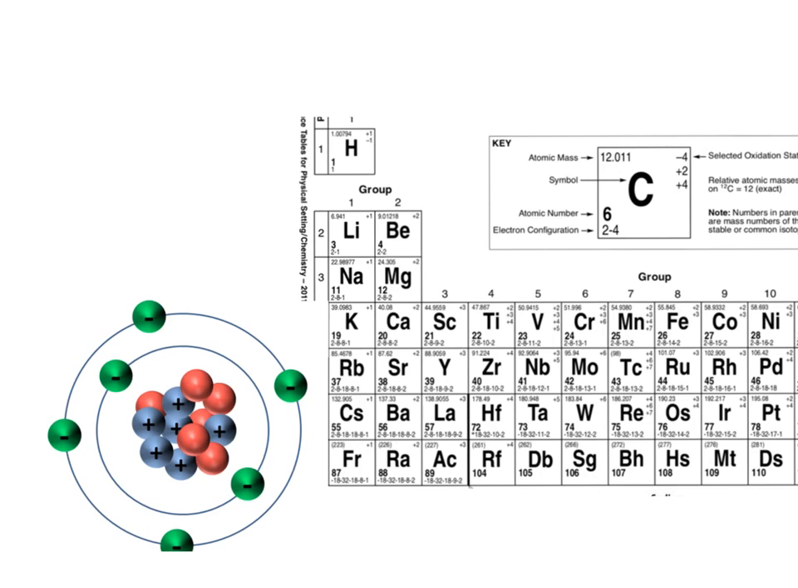From the carbon atom, you can see that there are three major types of subatomic particles. There are protons and neutrons, which are located in the nucleus or center of the atom, and there are electrons, which are located in different energy levels or principal energy levels, also called electron shells, outside the nucleus.